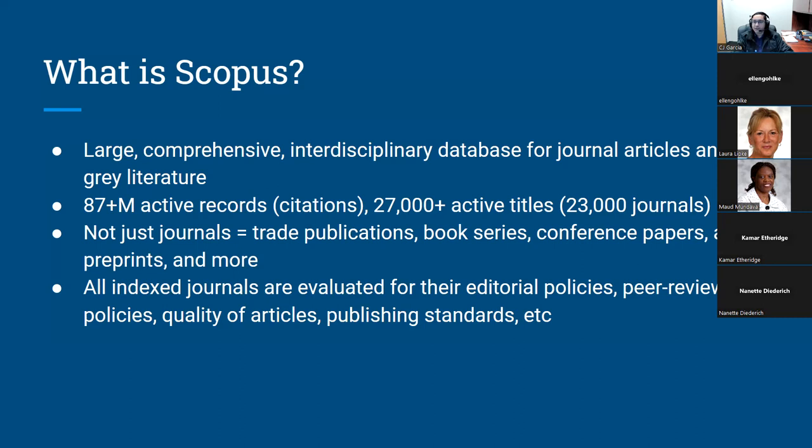Scopus is an index database, like PubMed, Web of Science, these kinds of major indexes. All the journals that are included in Scopus are evaluated for their editorial policies, their peer review policies, the quality of their articles, are they meeting established publishing standards, and things like that. And so similar to how being included in PubMed is a pretty good indicator of a journal's quality, similarly, if a journal is included in Scopus, you can usually trust that it's a legitimate journal that's been around for a while.